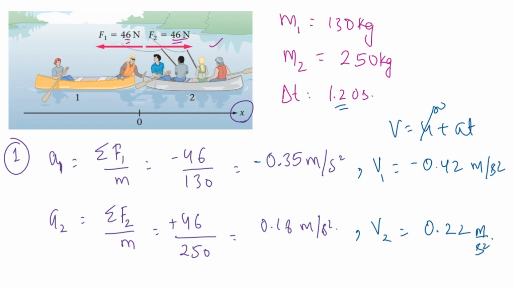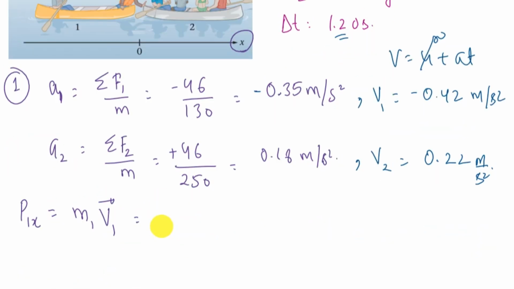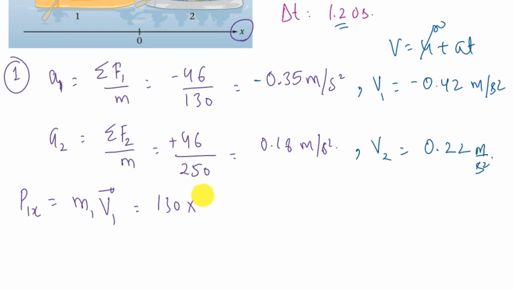Now we can easily find the momentum for canoe 1 and canoe 2. The momentum for canoe 1, along the x direction, p1x, is the mass of canoe 1 multiplied with the velocity of canoe 1. The mass is 130 kg, multiplied with v1, which is minus 0.42, and that equals minus 55 kg meter per second.